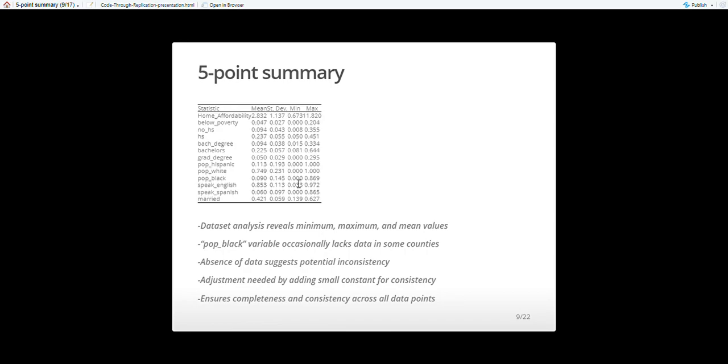This absence of data indicates a potential discrepancy that needs addressing. It suggests the necessity of adjusting the variable by adding a small constant to ensure consistency and completeness across all data points. So by doing so, we can mitigate any inconsistencies arising from missing values and ensure a more comprehensive analysis of the dataset.